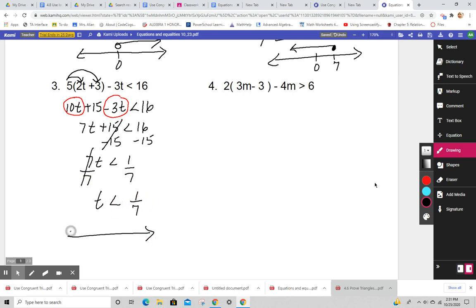We'll graph that. It'll be an open circle because 1/7 is not part of the solution, but anything less is.